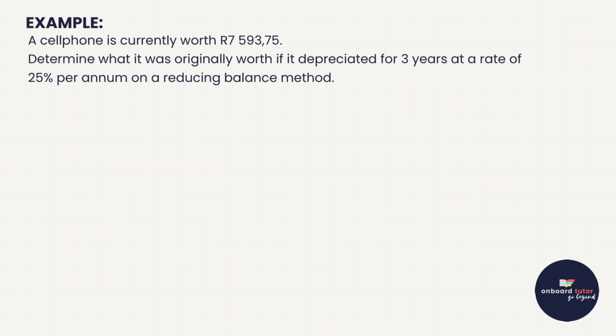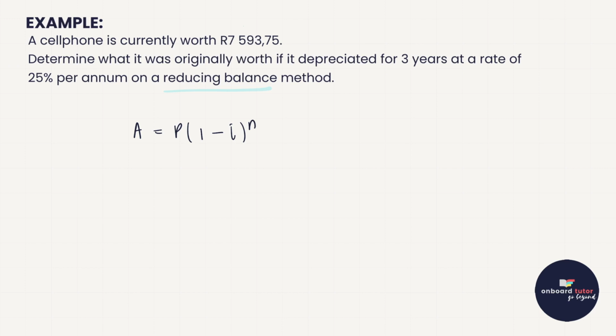Last one here. A cell phone is currently worth 7,593 Rand and 75 cents. Determine what it was originally worth if it depreciated for 3 years at a rate of 25% per annum on a reducing balance method. The first thing I'm looking at is what formula do I need? It says here reducing balance, so that's going to be the one with the exponent n. So A is equal to P(1 minus i) to the power of n.